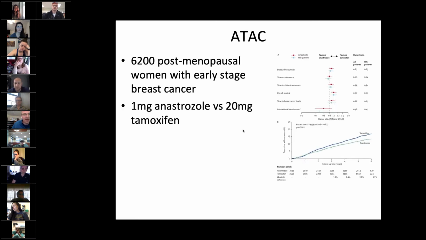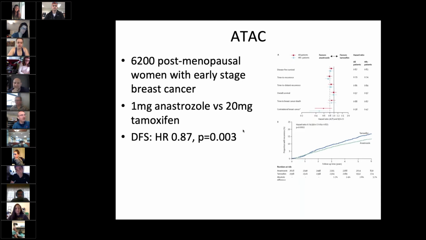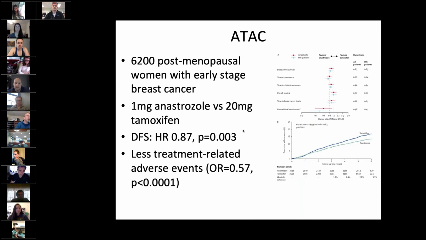It's actually even better than that. So this is 6,000 postmenopausal women with early stage breast cancer, anastrozole versus tamoxifen. Anastrozole actually did better. So anastrozole works better if you're postmenopausal than tamoxifen. So we never use tamoxifen anymore for postmenopausal women in any situation because of this trial. I shouldn't say never, but almost never. So again, not a huge difference, but a 13% absolute risk reduction. And there were also fewer treatment-related adverse events. There are fewer thromboembolic events and less endometrial cancer with an AI than with tamoxifen.